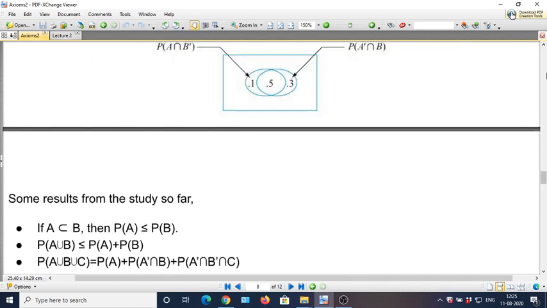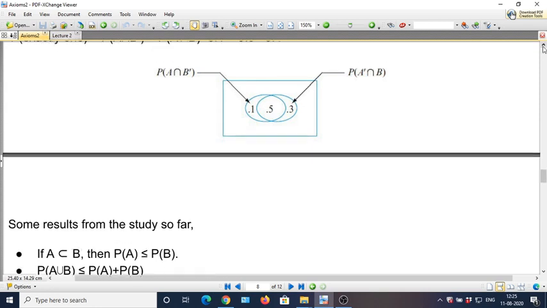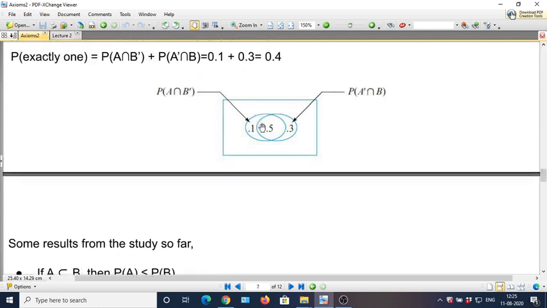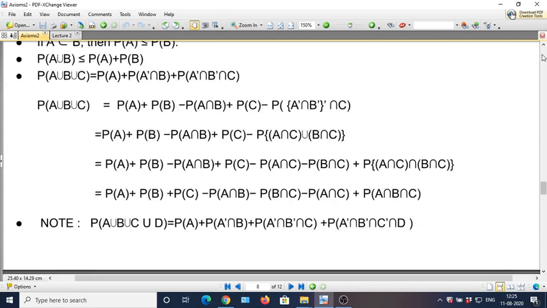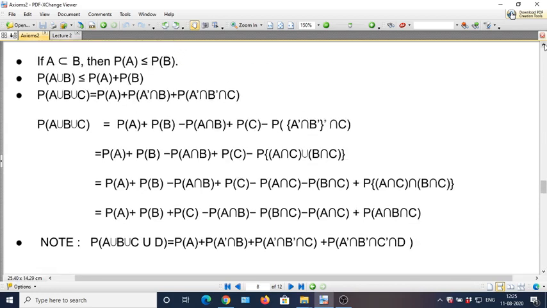So that is what is given here. Okay, we have three partition of P of A union B, and individual probabilities can be found out. Then some more results: if A is an event which is a subset of event B, then P of A has to be less than or equal to P of B. Then it also follows that P of A union B is always less than or equal to PA plus PB.